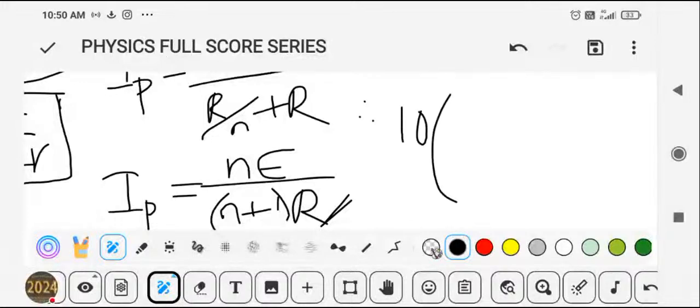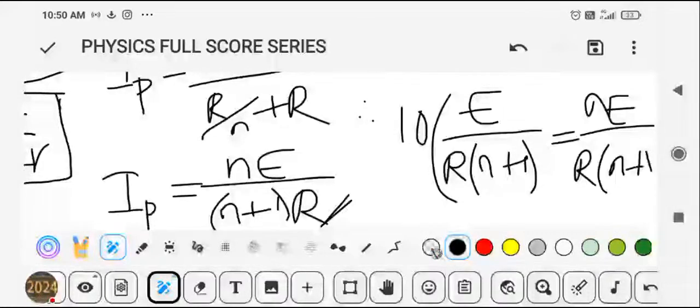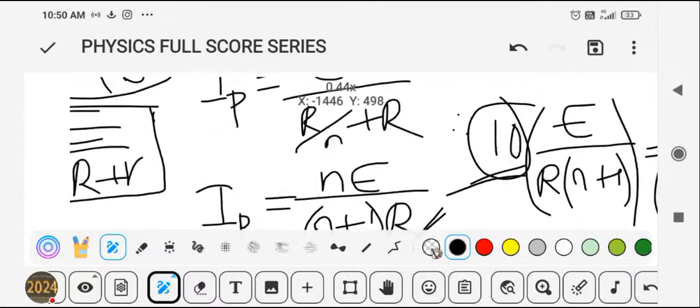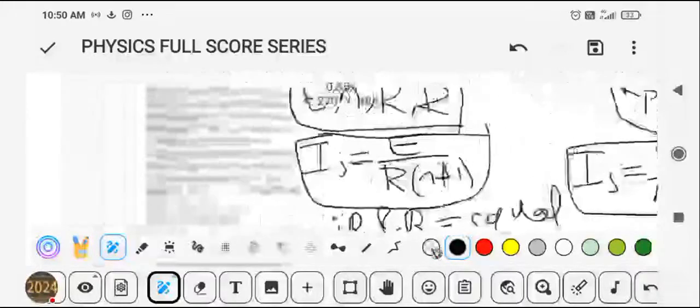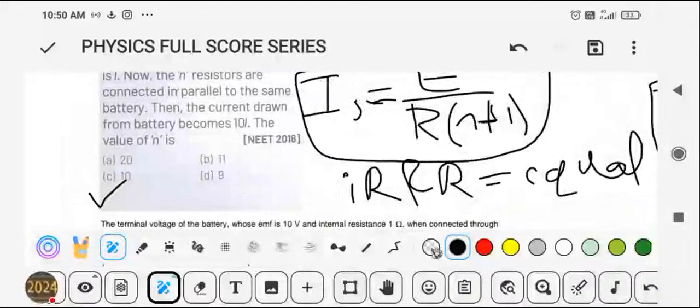10 times, that is here series, that is R plus R into N plus 1, is equal to N times E by R times N plus 1. If it is so, from the equation we can say that the N value here is going to be 10. The resistance in parallel, with the N value going to be 10. So option C is the correct one.